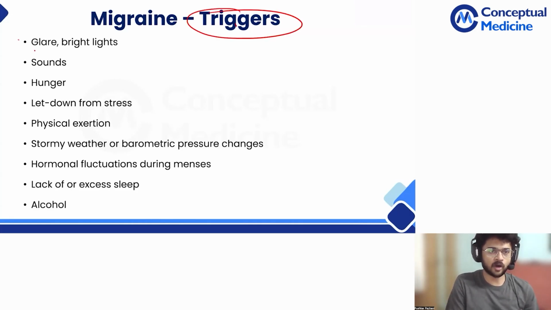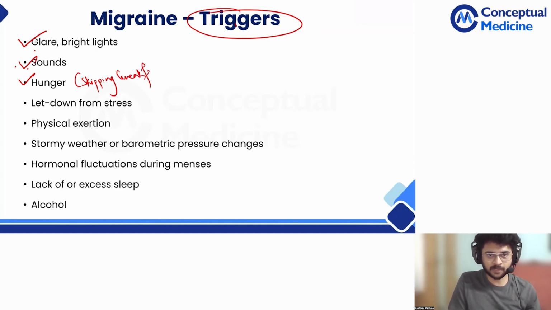It could be in the form of bright lights that can trigger it. It could be loud sounds, hunger. So skipping meals is very, very important. Very commonly you see the patient skip breakfast and they get a very bad migraine. Very commonly skipping breakfast or any other meals for that matter.